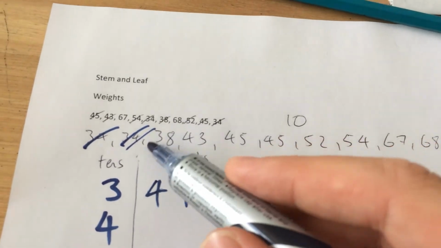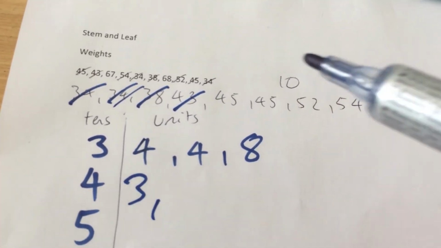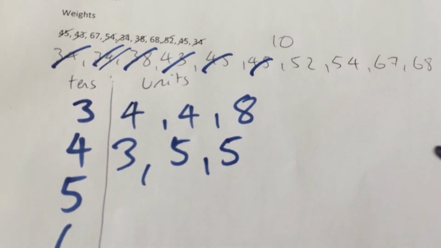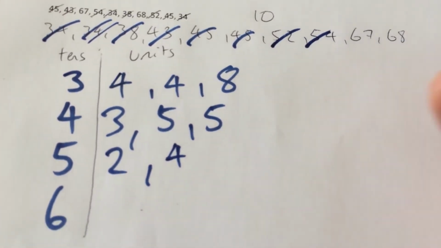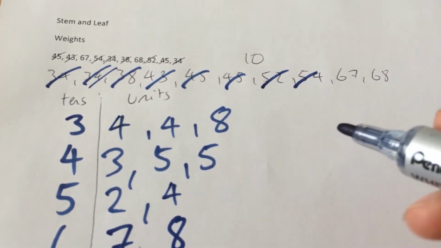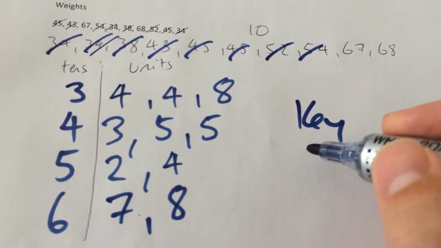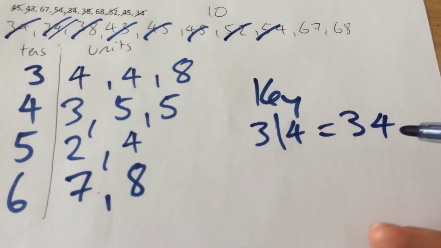Okay, and then 38 would be there. I'd have 43 there, 45, 45, moving up to 52 and 54, and then I've got 2 more, 67 and 68. Now don't forget, you must always put a key to explain it, because although I explained it here, someone looking at this might not know that 3/4 equals 34.